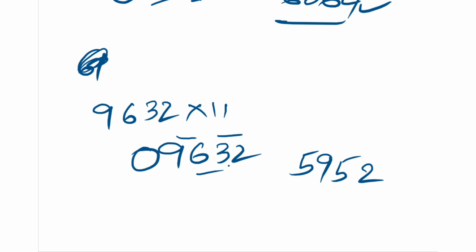Okay, so next, 9. Okay, 9 and the carryover makes 10. So this is your simple solution. 1,05,952. So 9632 into 11 would be this answer. Okay, 105952.